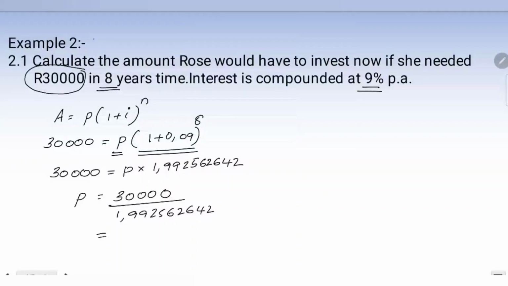When you do this, you will get the value of P. What is that? It is 15,056 rand, 26. I rounded off to 2 decimal places. So the answer is 15,056 rand, 26 cent. That's the answer. Is it clear? Yeah, this type of question is very important. It always appears in the question paper. So be very careful, okay? Please try to understand this type of question. Okay, now we can move to the next question.